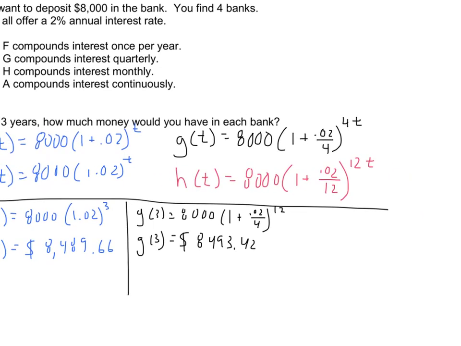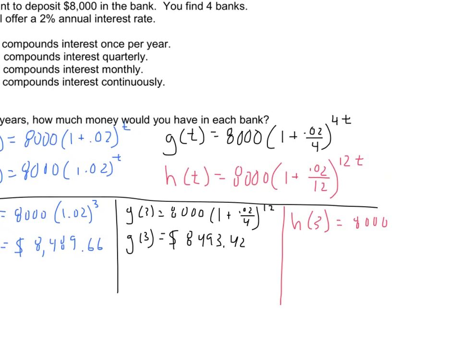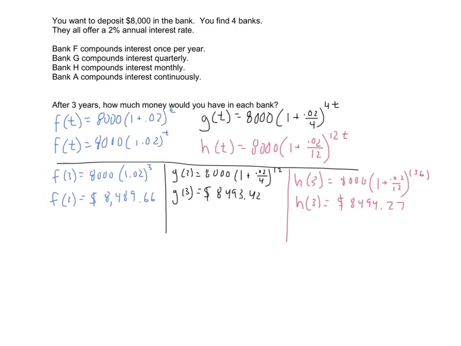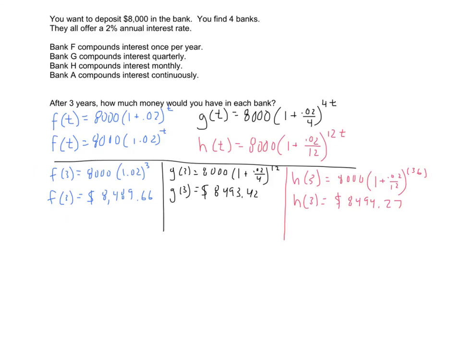Right? And then if I'll do H over here. So if I plug in 3 into H, that's going to give me 8,000 times 1 plus 0.02 over 12 to the 12 times 3, right? Or we could say 36 here. Right? And when you plug that into your calculator, H of 3 is going to be $8,494.27.